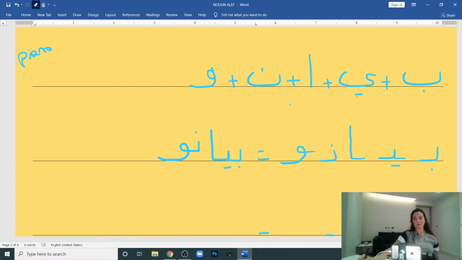Now this one, I could have made it a bit straighter so you don't get confused with another letter, which we will learn later on. So make sure it's really straight. So straight line, straight line. Okay, you see the alif is taller than my ba, ya, and noon and waw. So that's the word piano.